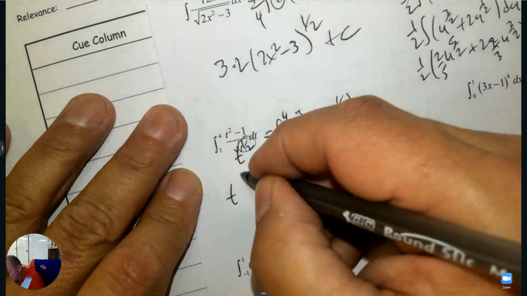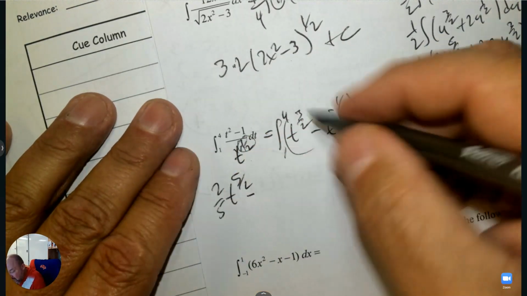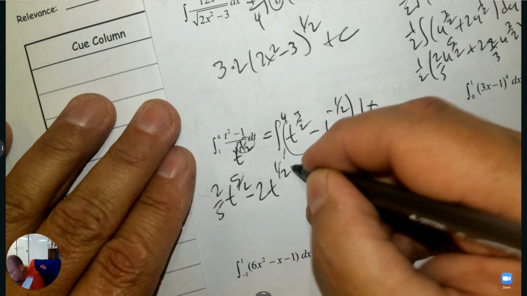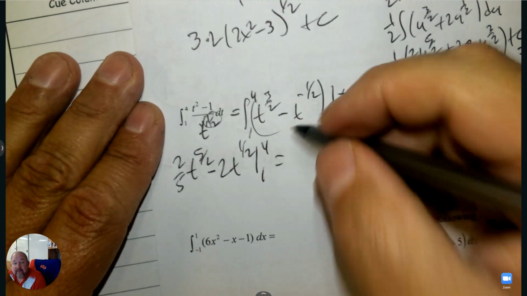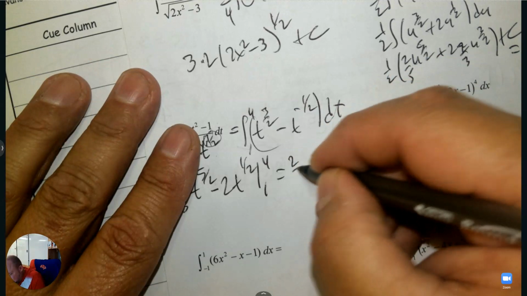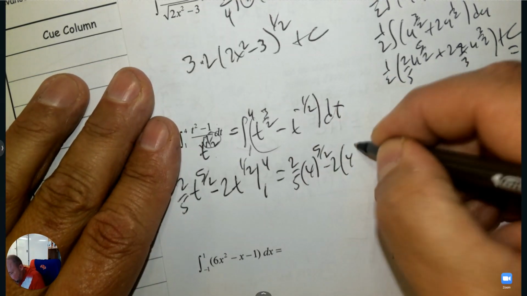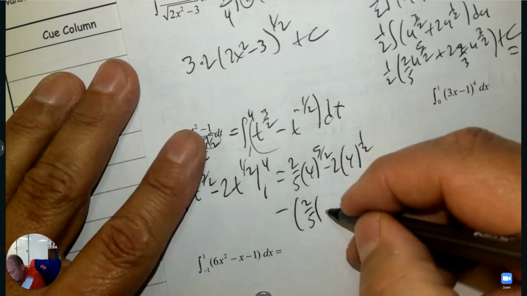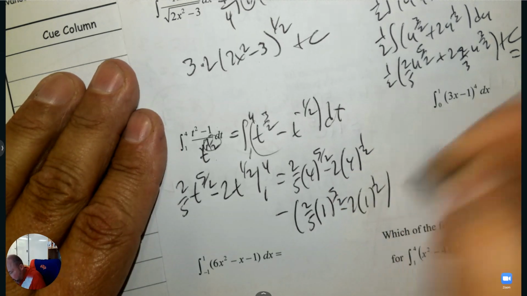And now I can add 1 to the exponent and the reciprocal. As soon as I do this, I don't do an integration sign. Add 1 to the exponent and the reciprocal from 1 to 4. And then you plug in. Again, I'm not going to simplify it. Done.